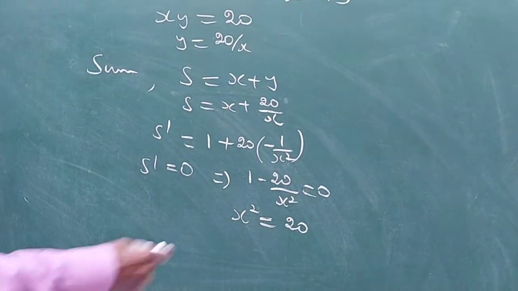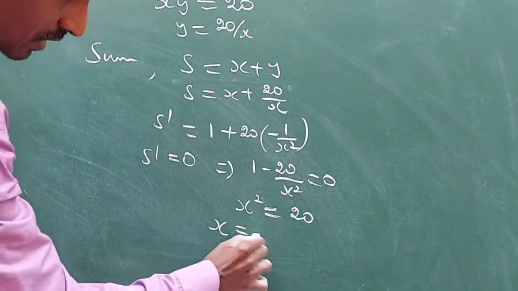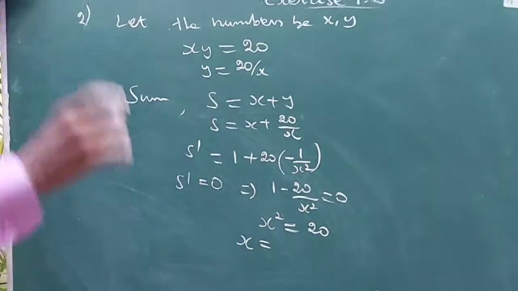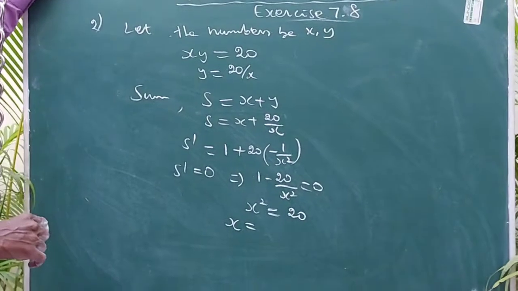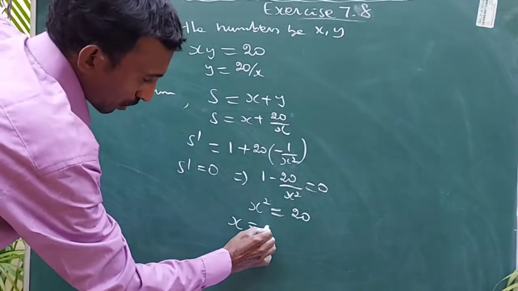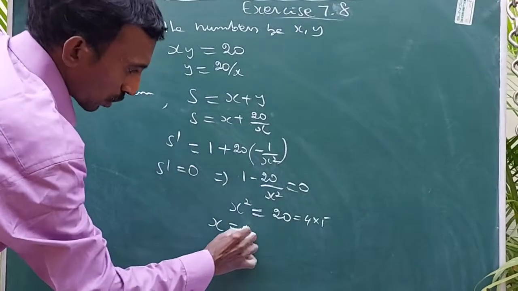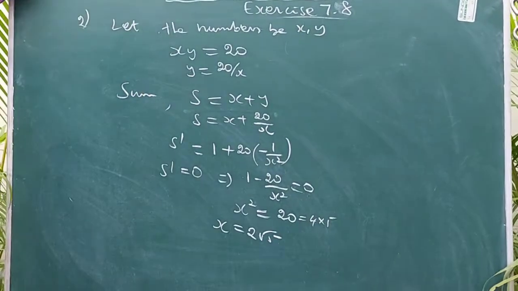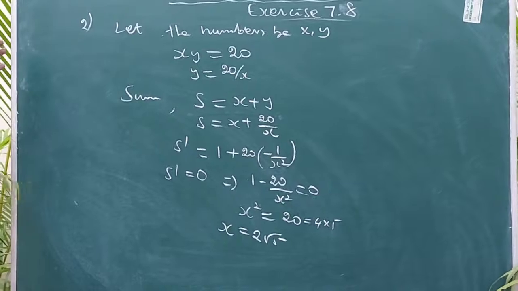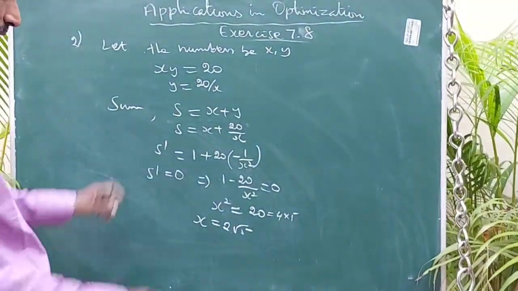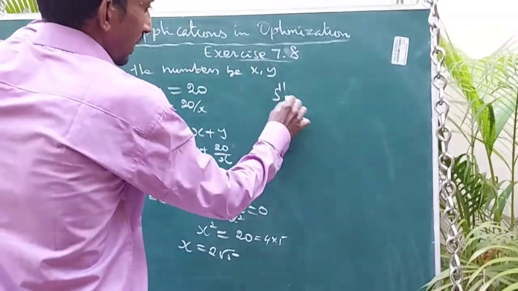If we take x equal to plus or minus, but here we are considering only positive numbers, so consider only the positive square root. The positive 20 can be written as 4 into 5, so 2 root 5. You are getting x equal to 2 into root 5. So find out the second derivative.